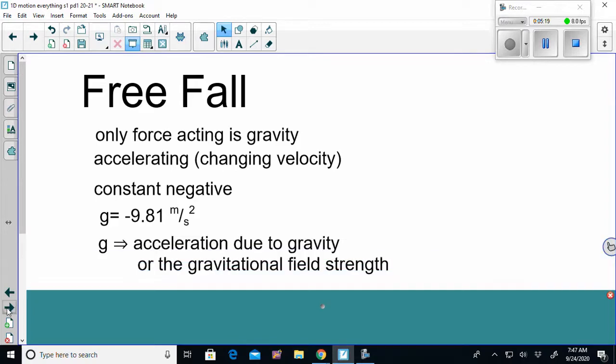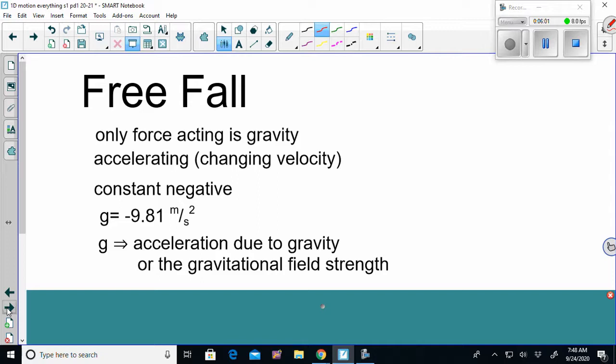So little g, the acceleration due to gravity, is also known as the gravitational field strength, like how strong the gravitational field is that's pulling on the object. Okay, like on the moon, it would be less because the moon has less gravity than the Earth. But near the surface of the Earth, as you get further away from the surface, this value for acceleration due to gravity, the gravitational field strength, does decrease a little bit. We'll talk about that a little later. But the acceleration due to gravity is negative 9.81 meters per second squared.